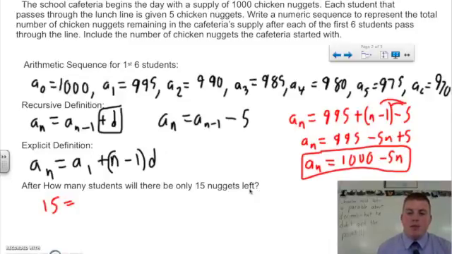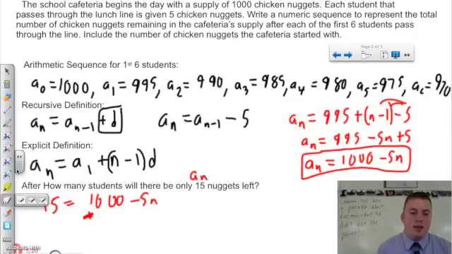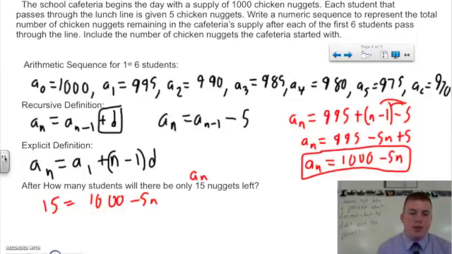A sub n is going to be 15, and we're getting that from the word problem right here. And that's going to equal 1,000 minus 5n. We are going to solve for n now, so we are going to subtract, rather, and let me erase that so that is clear. We are going to subtract 1,000 from both sides. And that is going to give me negative 985 is equal to negative 5n.